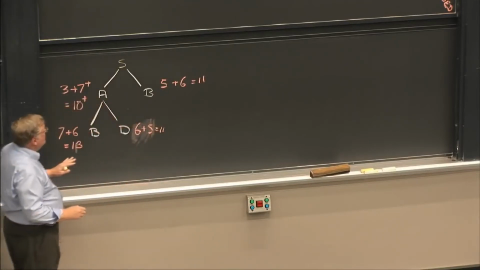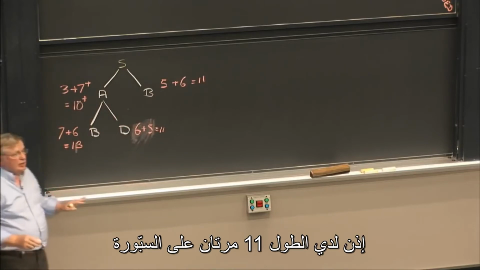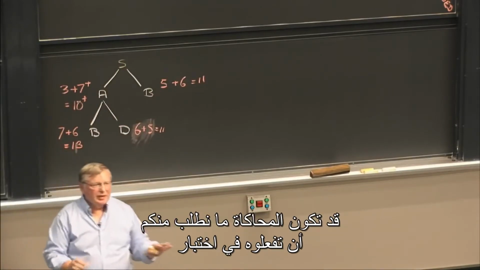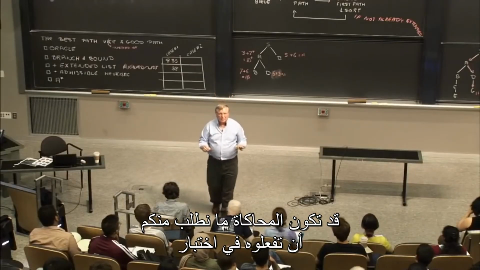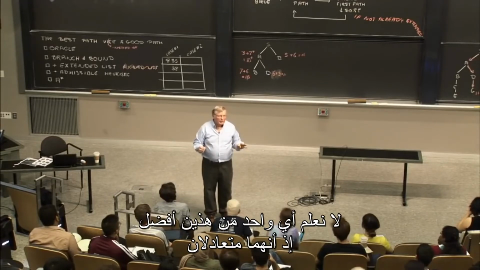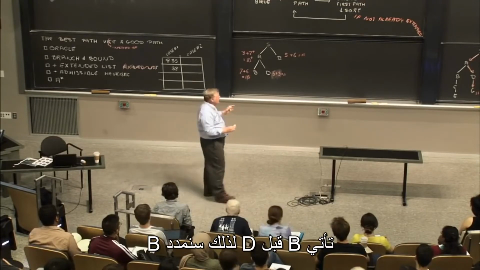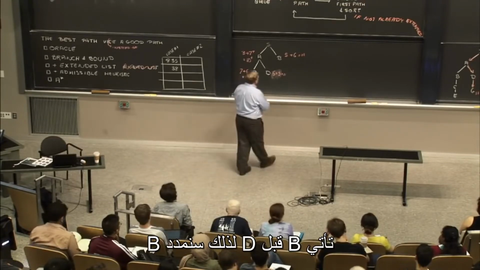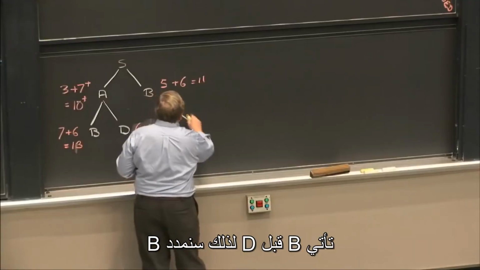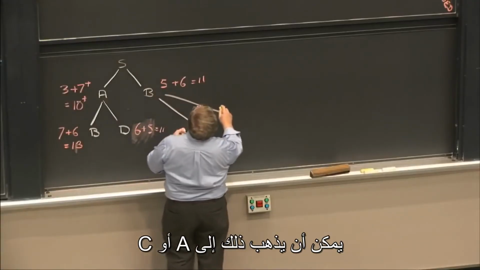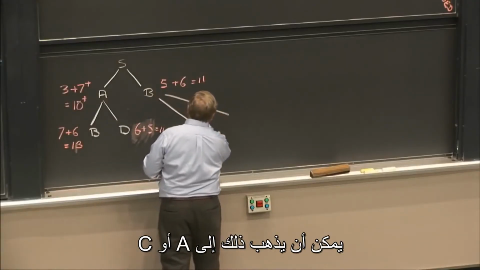All right? So now I've got two 11s on the board, and simulating what we would ask you to do on a quiz, we don't know which of those is going to be better. They've got a tie score, so we're going to choose the one that's lexically least. So B comes before D. So we'll expand B, and that can go to either A or C.